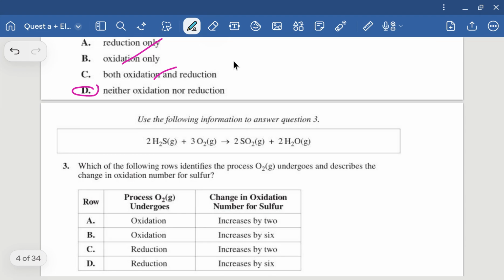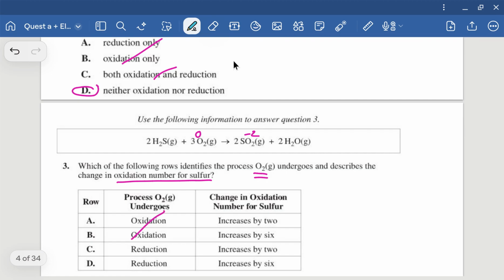This one, we have another reaction. In this, it asks what's happening to oxygen and what's happening to the oxidation number of sulfur. With oxygen, on the reactant side, it is 0. And then after the reaction, it turns into -2. So that is a gain of electrons. So that would be reduction. So it's not A or B.